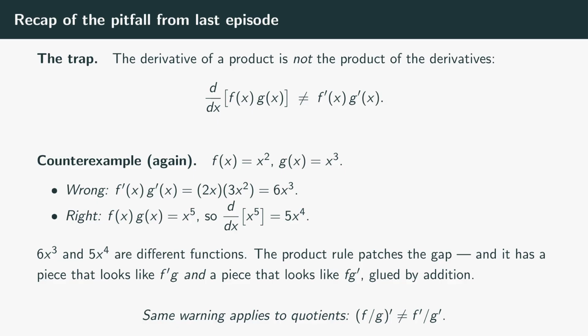End of story. The product rule we're about to derive gives the right answer, and built into the structure of that rule, you'll see, is both an f prime g piece and an fg prime piece, joined by a plus sign. The same trap exists for quotients. The derivative of f over g is not f prime over g prime. The quotient rule patches that one too. 2 rules, both today.